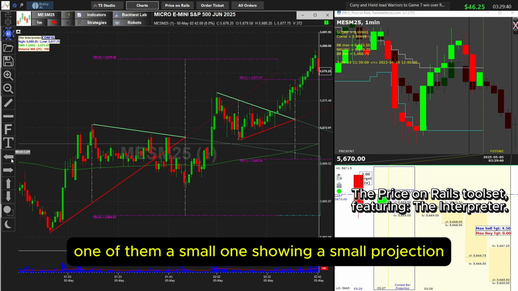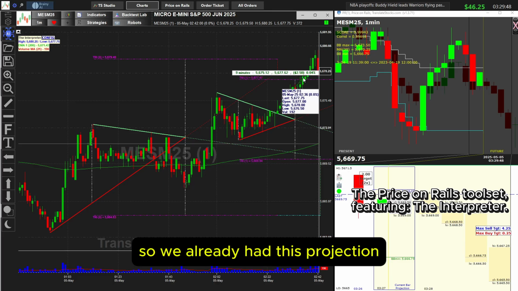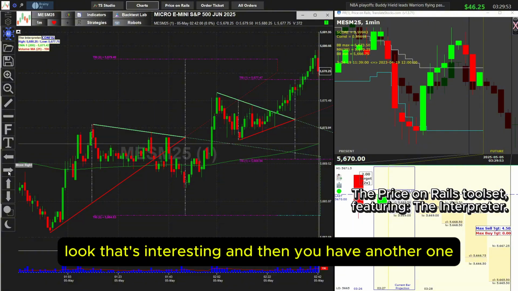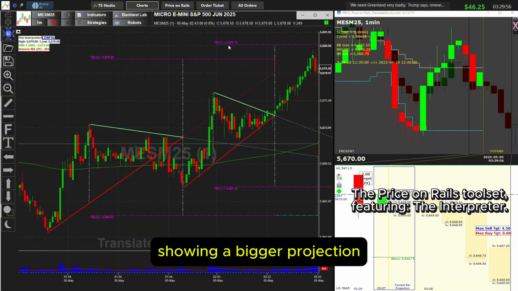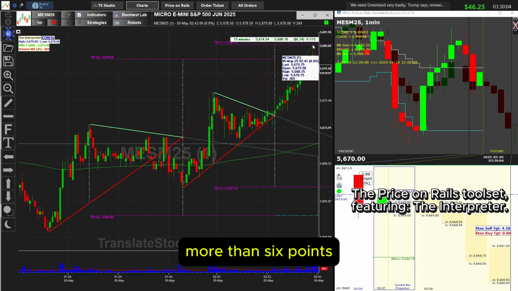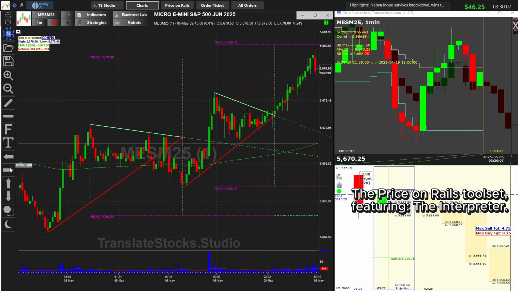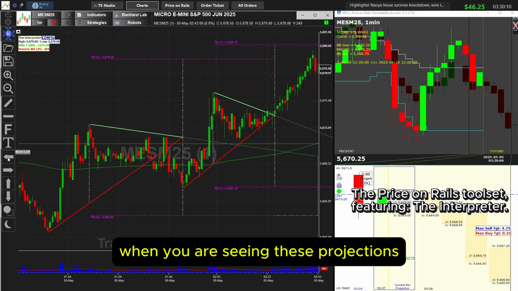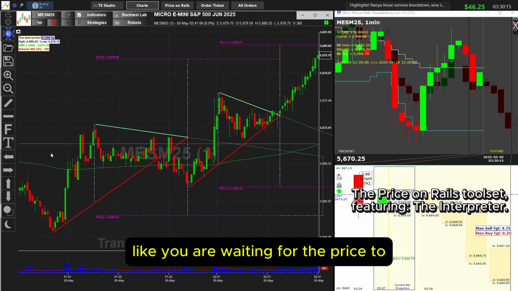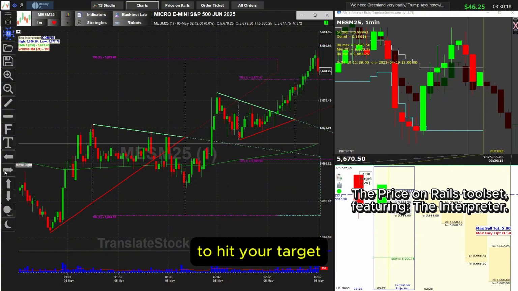One of them, a small one, showing a small projection. So we already had this projection targeting the same 2.5 points. Look, that's interesting. And then you have another one showing a bigger projection that was aiming for more than 6 points, 6.25. What happens here when you are seeing these projections? You are waiting for the price to hit your target.